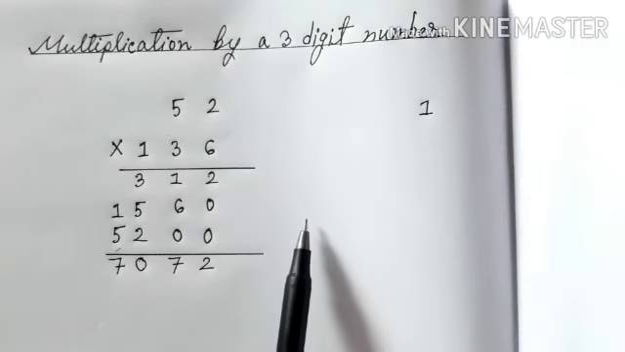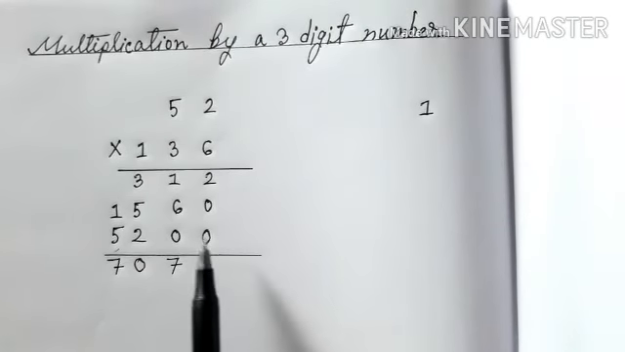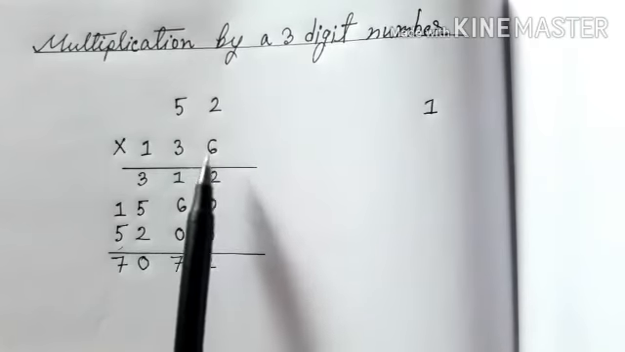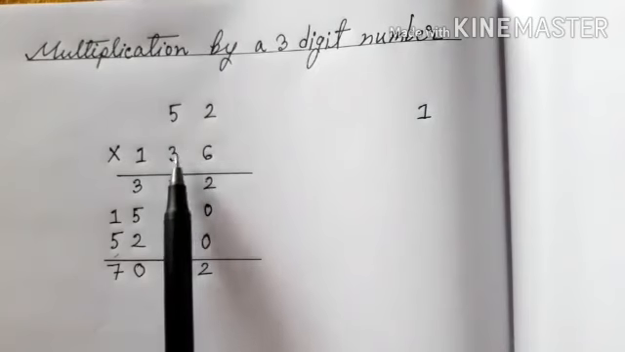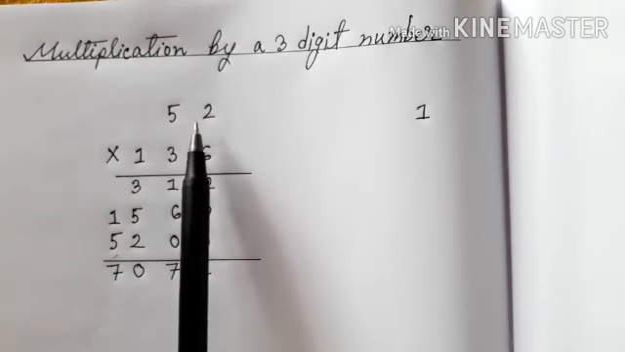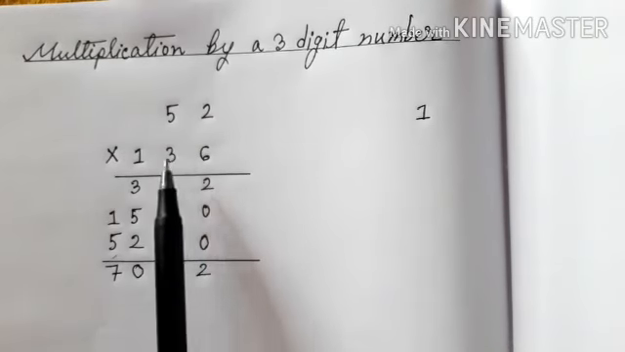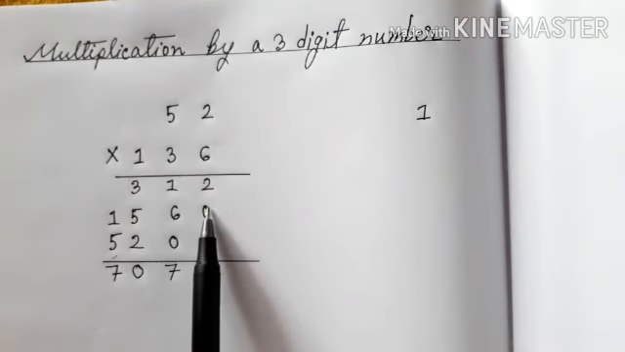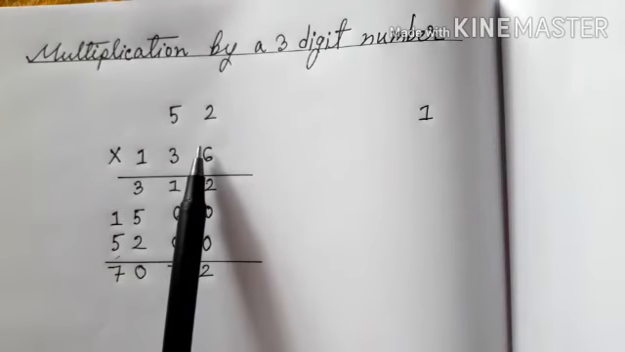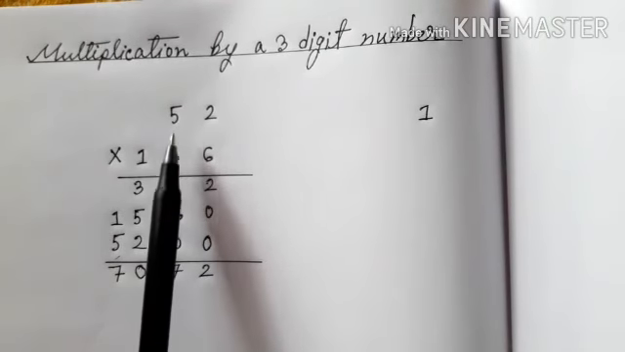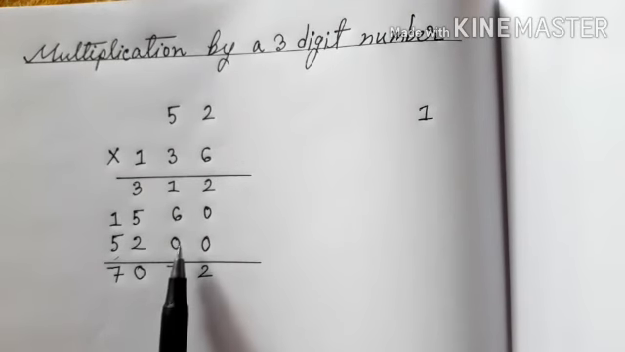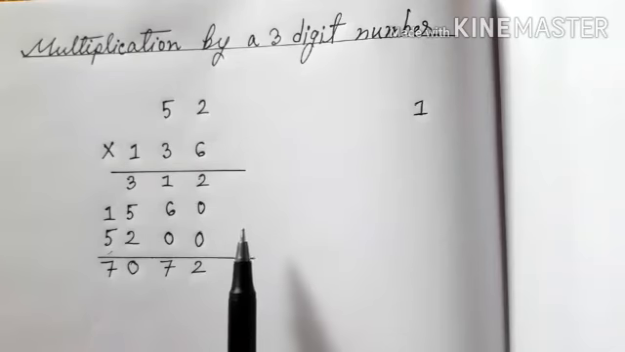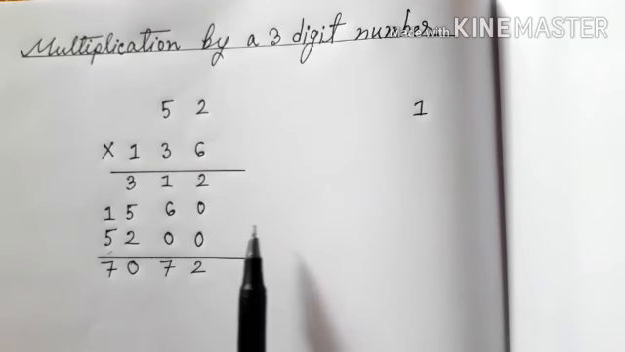All of you remember one thing. When we multiply 52 by 6, we have got 312, right? And when we multiply 52 by 3, here 3 is in the tens place, right? So when we multiply a number by a tens place digit, we have to put a 0 in the ones place. Always remember that. And when we multiply a number with the digit which is in the hundreds place, then we have to put a 0 in the ones place and a 0 in the tens place. So in this way we have to multiply a number by a three-digit number.